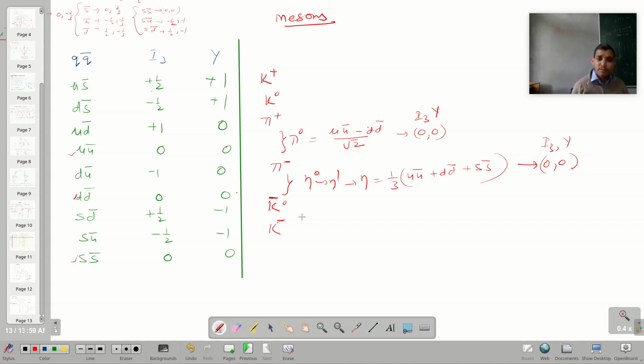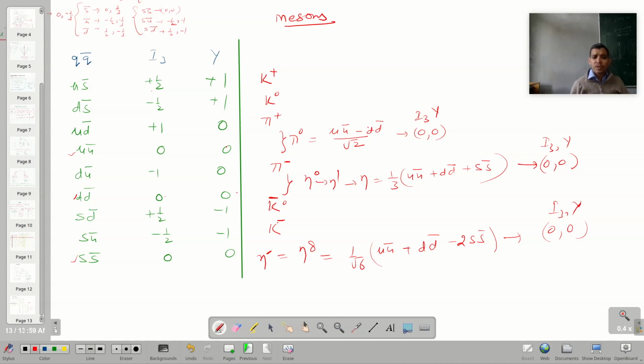Then we will define another, that is eta 8. Sometimes it is represented by eta prime. It is eta 1 and it is eta prime, right? So eta 8 or eta prime is basically 1 by root 6 (uu bar + dd bar - 2 ss bar), right? This is a way. And for this again, the values of I3 and Y will again be 0, 0.